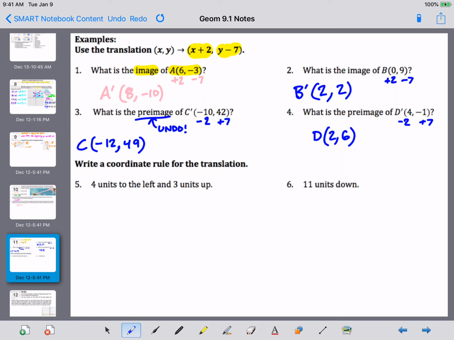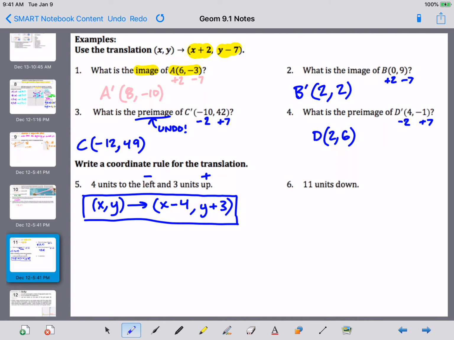Okay, now we're going to make a couple of rules here, and we're going to do it in coordinate form. So remember, that's without those triangular brackets. So we're going to start with an x comma y, and we're going to figure out the rule if we shift it 4 units left, so that would be in the negative x direction, and 3 units up, which would be in the positive direction. So we're going to take our x and subtract 4. We're going to take our y and add 3. So this right here would be the coordinate rule for that problem.